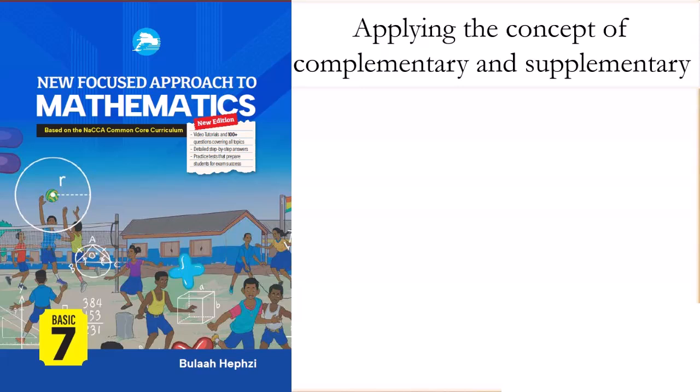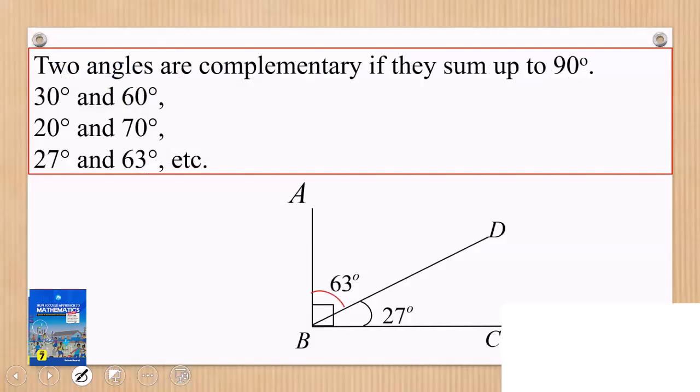In this video, we want to learn how to apply the concept of complementary and supplementary angles. Now, let's pick the one after the other. When do we say two angles are complementary? Two angles are complementary if they sum up to 90 degrees. I have two angles. When I sum them up and the result is 90, then we say they are complementary.